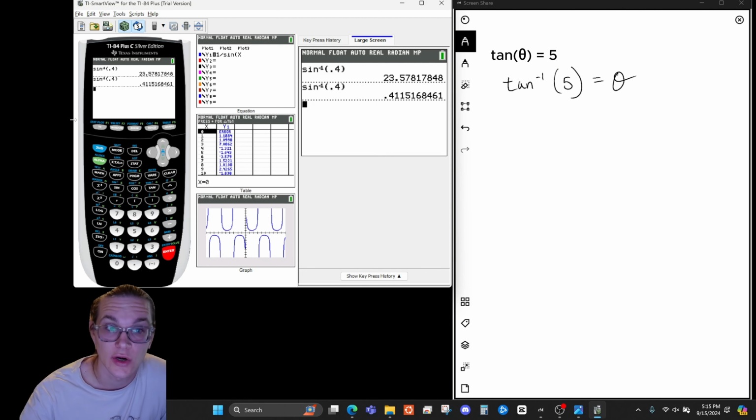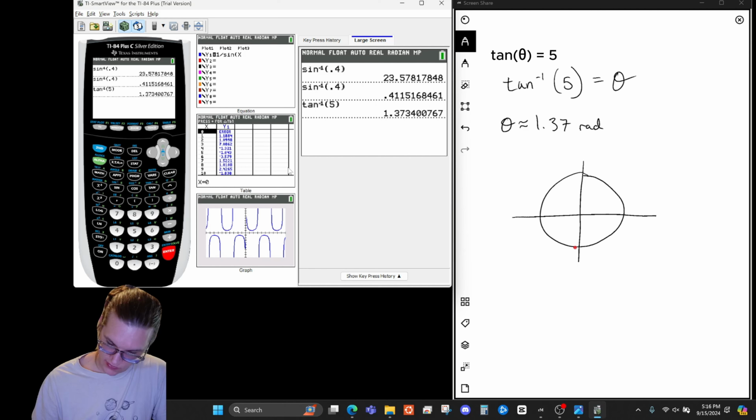1.37, which is, let's see, this is 3.4, this is 1, or sorry, no, 1 radian is here. I lied last time. It would be like here. It's okay. It's just a sketch. It's okay if your sketch is kind of goofy and wrong, as long as you're sketching something. Okay, 1.37 radians is here.